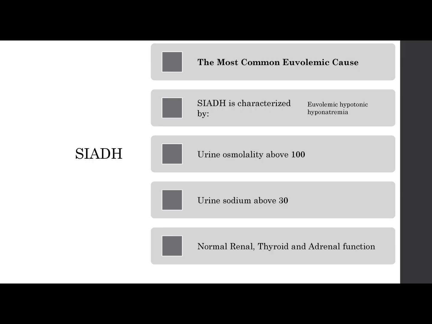Syndrome of inappropriate antidiuretic hormone is the most common euvolemic cause of hyponatremia. It is characterized by euvolemic hypotonic hyponatremia, urine osmolality above 100, urine sodium above 30, normal renal function, normal thyroid function, and normal adrenal function.